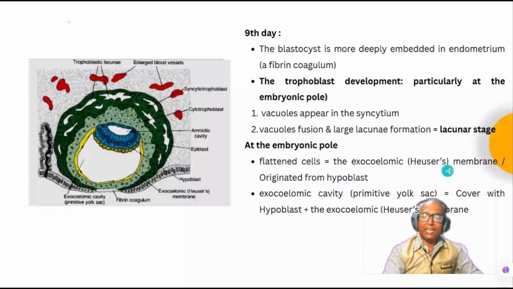Okay, so you have the exocoelomic cavity, that is the primitive yolk sac, covered by the hypoblast plus extraembryonic membrane. So you have this primitive yolk sac, which is formed from the hypoblast and Heuser's membrane. Okay, so this is the primitive yolk sac. This is the amniotic cavity. Okay, so clear up to this much. So the 9th day. Now what happens further around the 11th to 12th day?